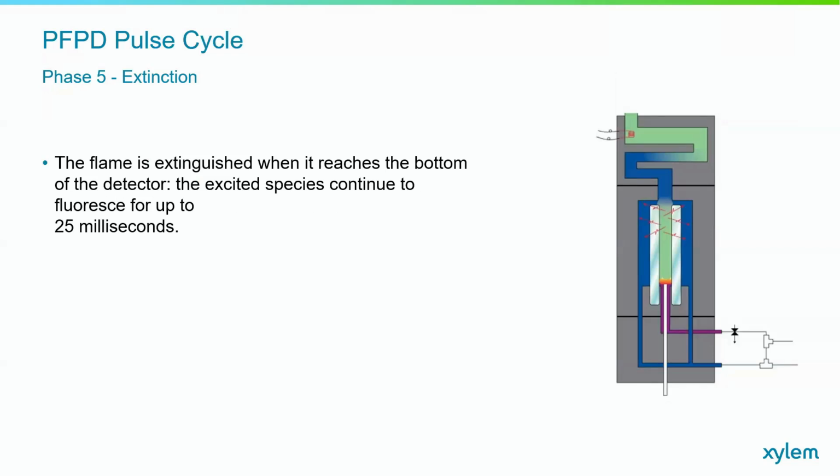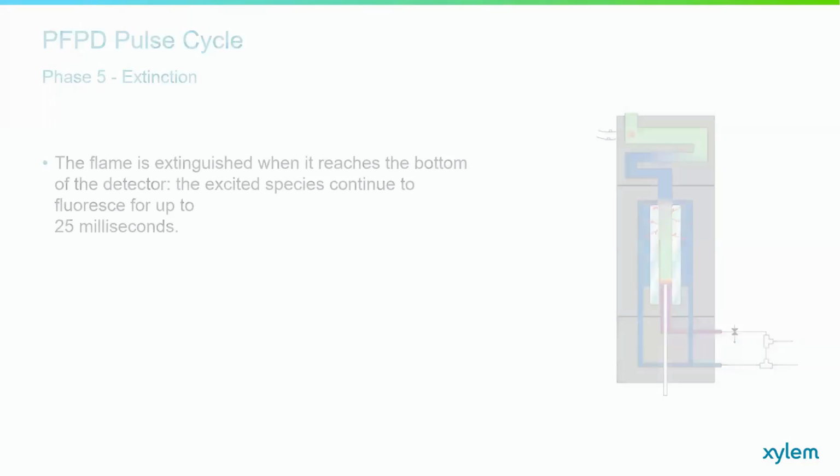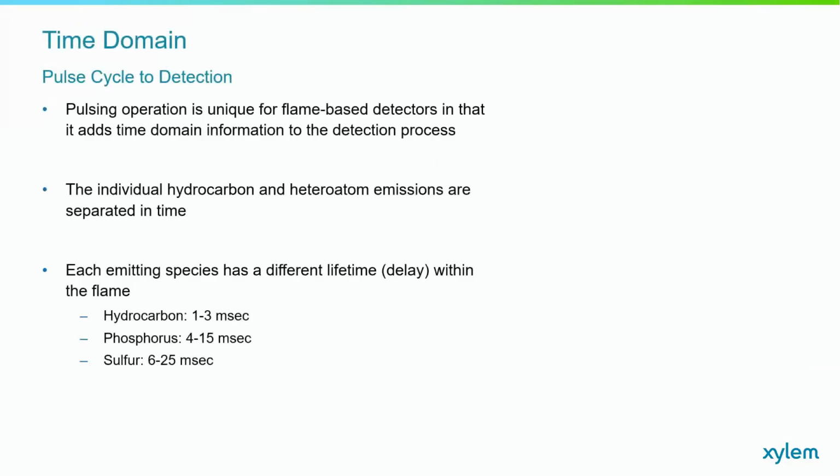Phase 5 is the extinction of that flame. So the flame is extinguished when it reaches the bottom of the detector and all gas has been consumed. This takes approximately 4 milliseconds for the flame to travel from the igniter down to the bottom. And even though the flame has been extinguished, many of these emitting compounds will continue to fluoresce. So after extinction, this is when the pulse cycle happens again. And that is the entire principle of operation.